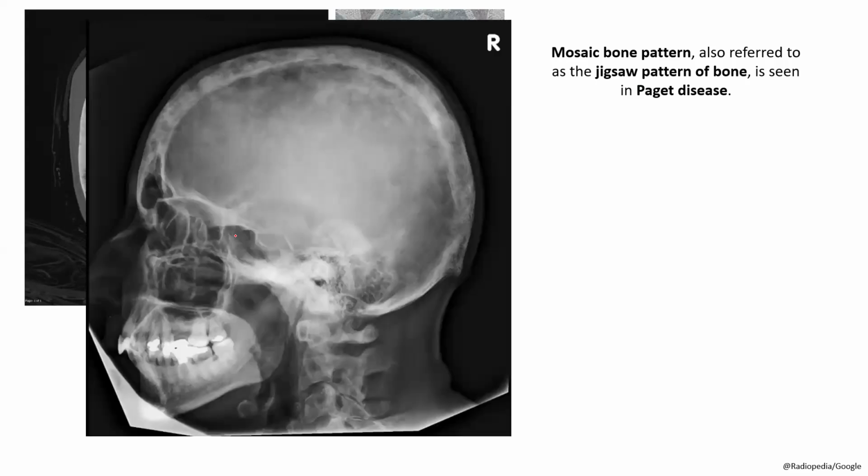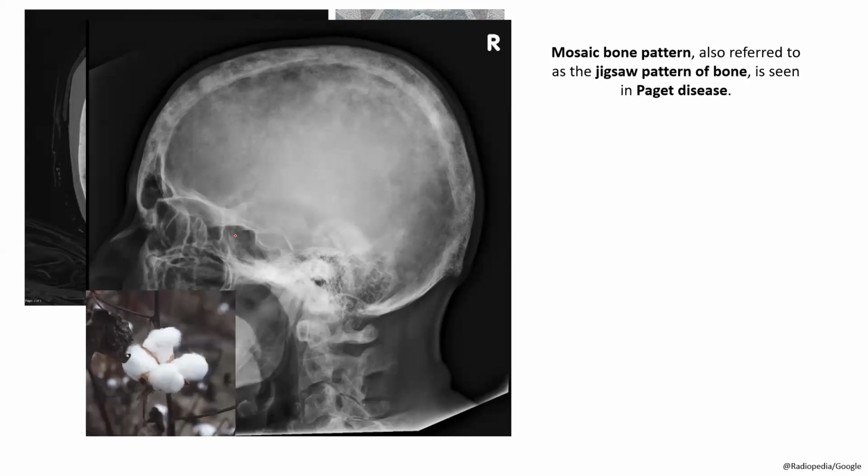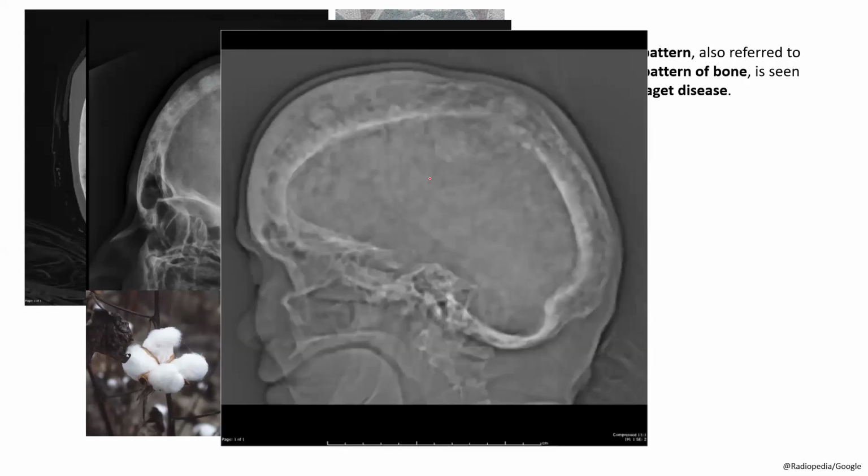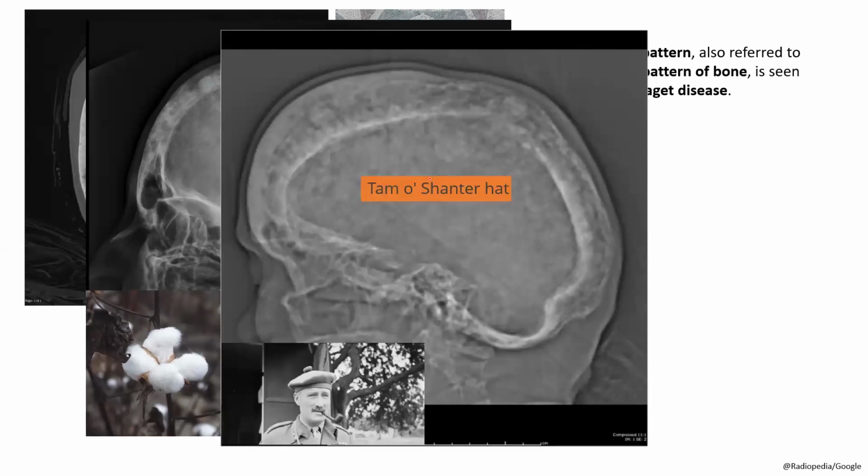There are some other appearances also described in Paget's disease. In this radiograph, we can see cotton wool appearance, where multiple foci of osteosclerosis are noted. So this is cotton wool appearance. There's one more appearance described in Paget's disease, and that is the Tam o' Shanter hat. So the calvaria basically takes the appearance of a hat. So this is the Tam o' Shanter hat.